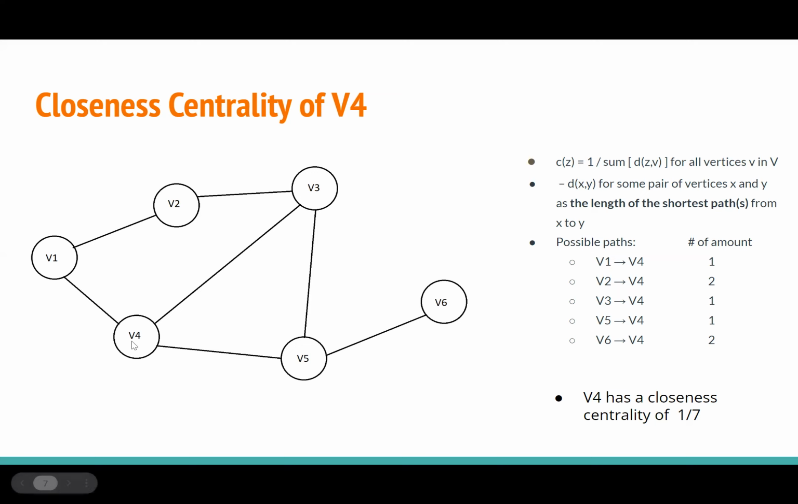Vertex 3 to vertex 4 is 1. Vertex 5 to vertex 4 is 1. And vertex 6 to vertex 4 is 2, because the shortest distance is 1, 2. So we add all those together, and the closeness centrality becomes 1 over 7.